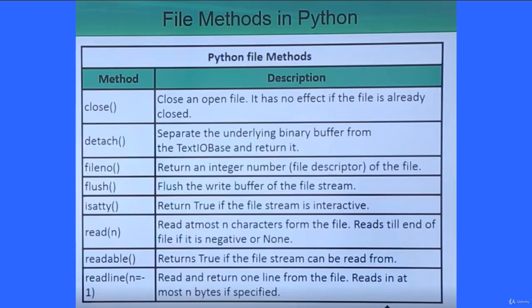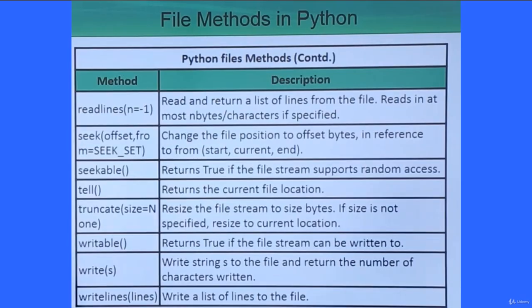Readline(n=-1): read and return one line from the file, and read in at most n bytes if specified. That is where n bytes and this -1 come in. Read and return one line from the file and read in at most n bytes, if n is specified in the parameter. We have readlines(n=-1): read and return a list of lines from the file, and read in at most n bytes or characters if specified. Then we have seek(offset, from=SEEK_SET).